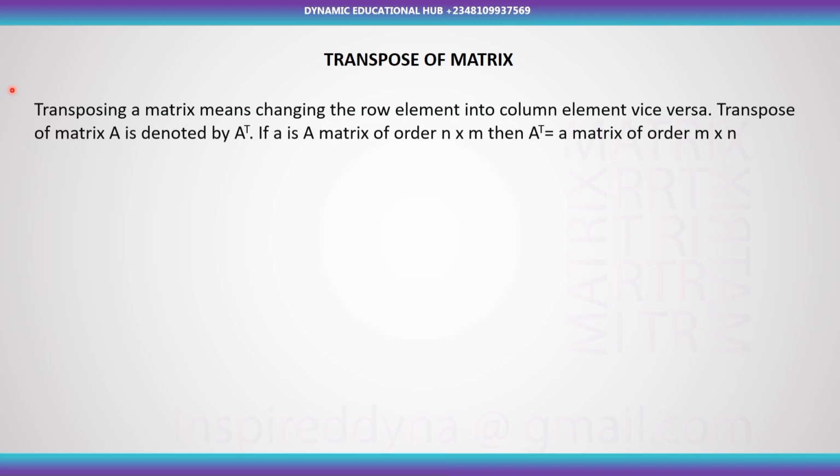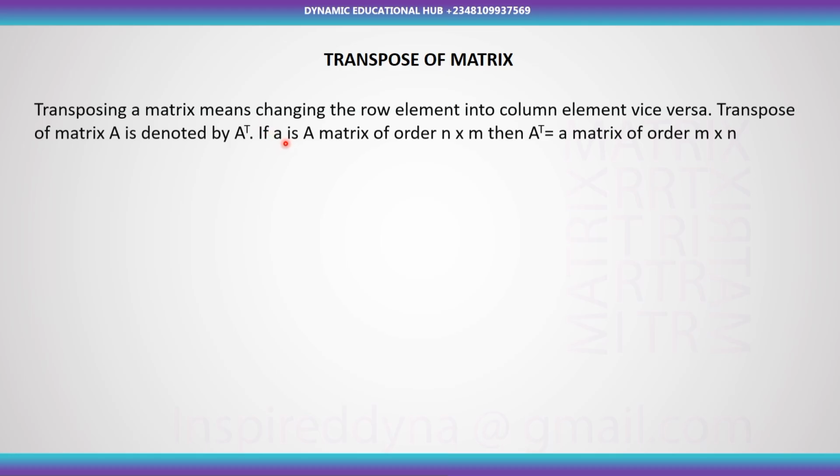What is the transpose of a matrix? Transposing a matrix means changing the row elements into column elements, and vice versa. Either you change the row elements into column elements or you change the column elements into row elements. What you are simply doing is transposing a matrix. Now, the transpose of a matrix A is denoted by A superscript T.